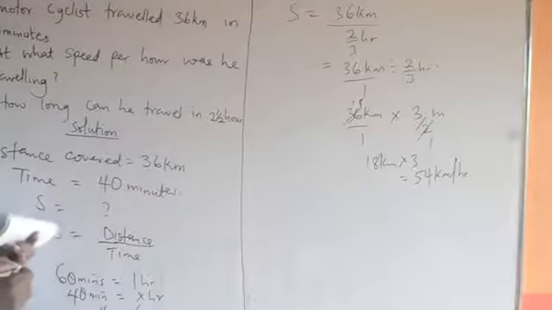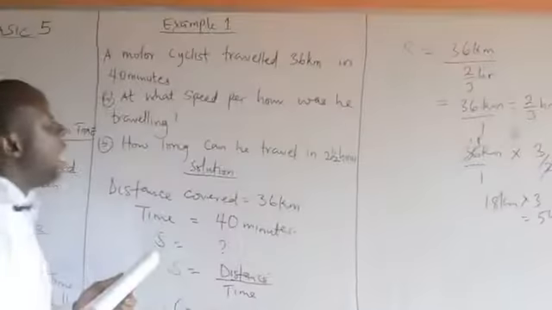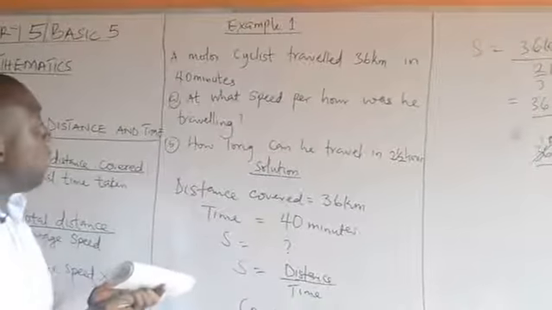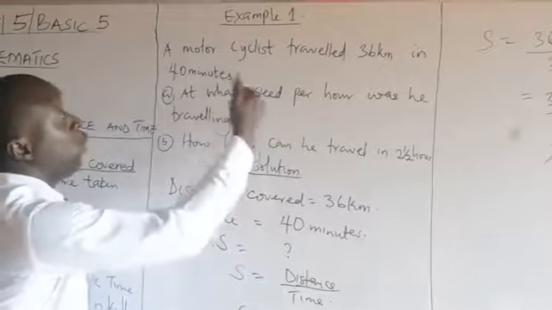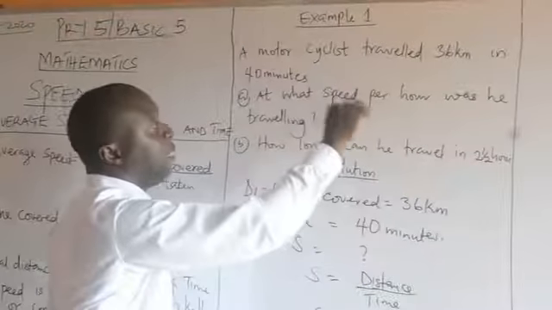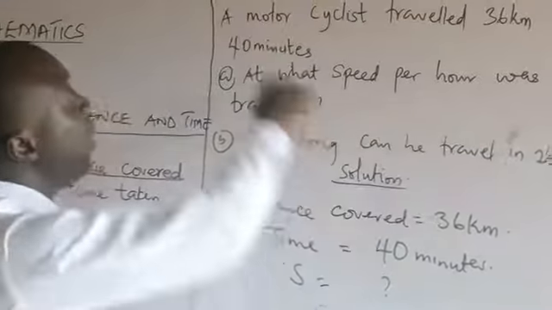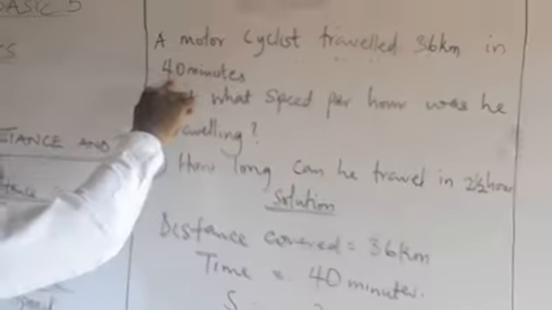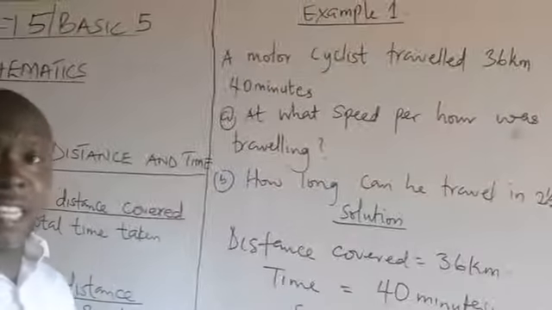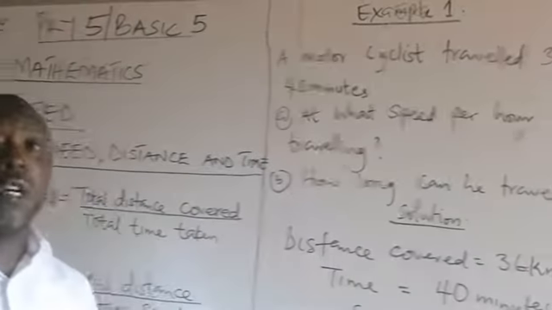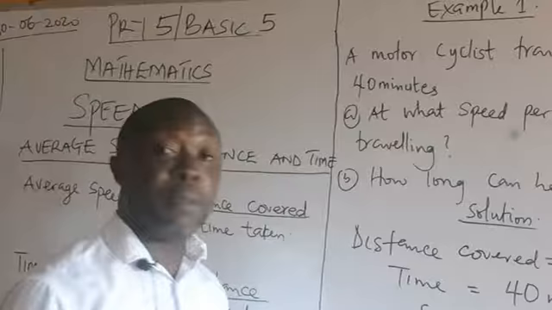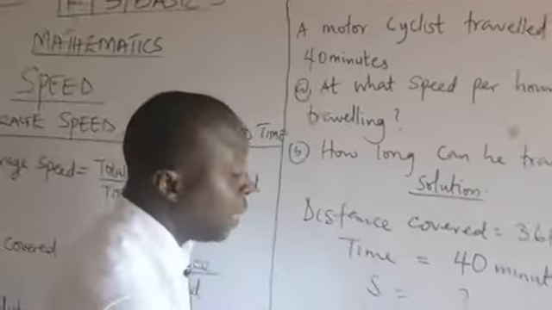If we are to calculate at what speed per hour she was traveling, what you need to do is this: since we are asked to calculate the speed in per hour, you will change the time given. Since the time given in the question is 40 minutes, you will change the 40 minutes to hours. How do you change 40 minutes to hours? Go through your conversion table.